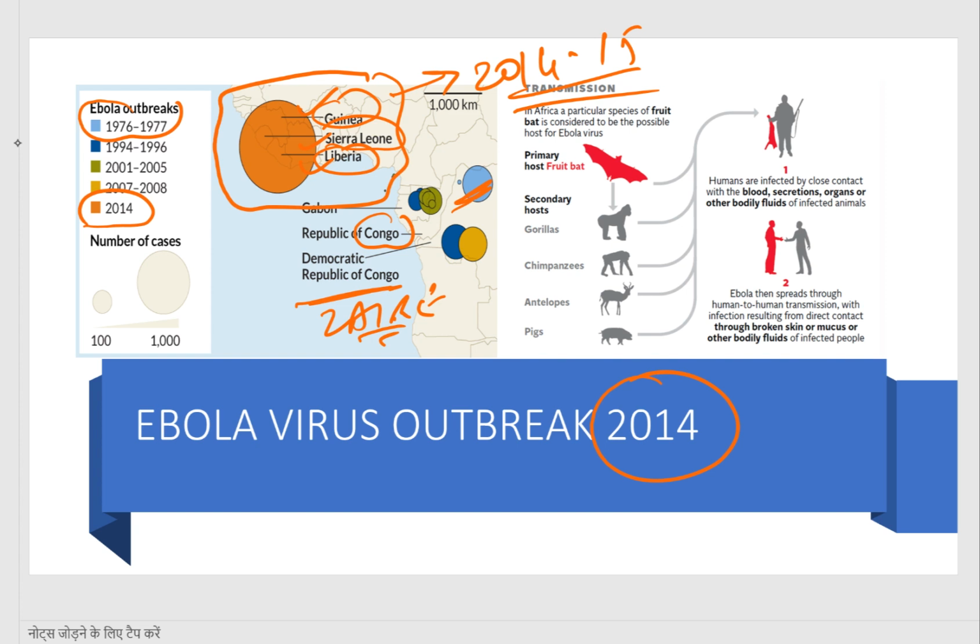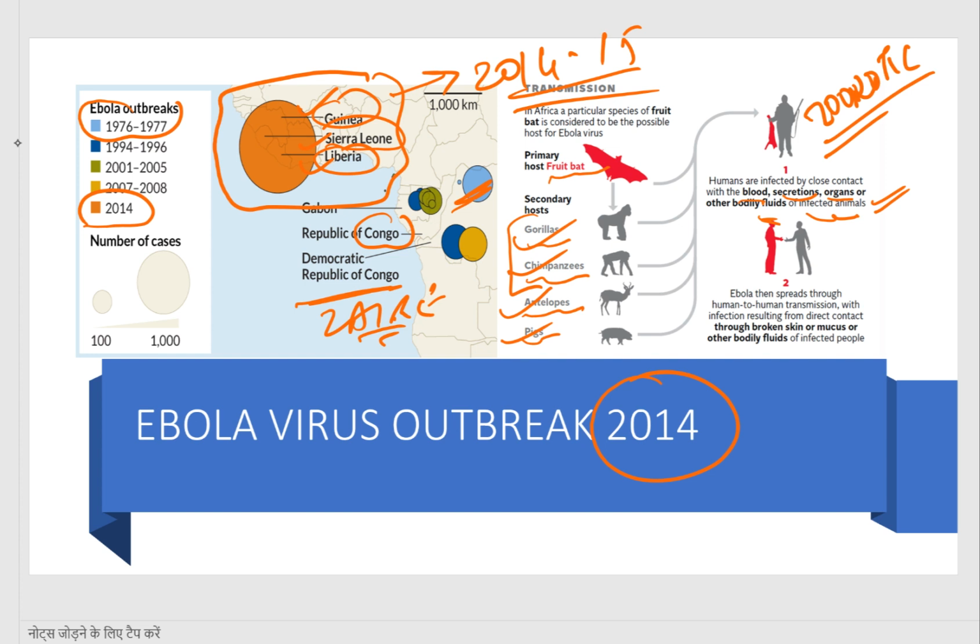The primary host of this Ebola virus is the fruit bat. The secondary host is the gorilla, the chimpanzee, that is the primates, as also the antelope and the pigs. And humans get infected by close contact with the blood, secretion, organs or fluids of infected animals, that is gorilla, chimpanzee, antelopes and pigs. From these animals humans are infected, that is, it's a zoonotic virus, animal to human transmission.